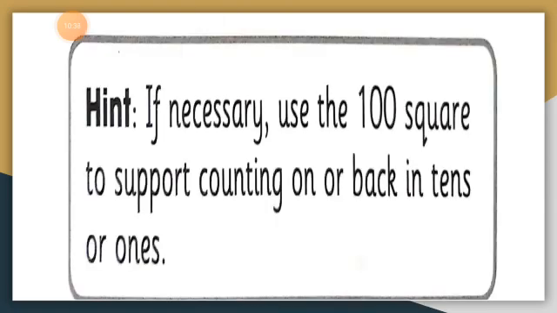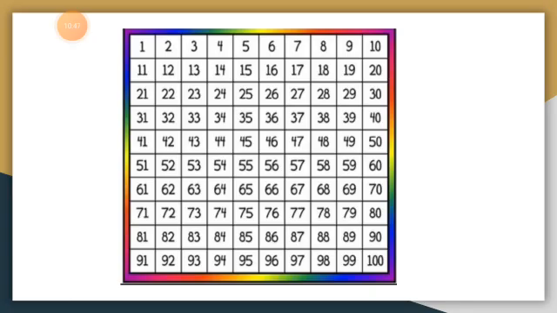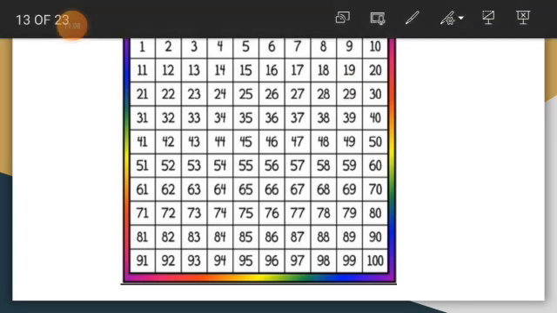Okay, here is the hint given on this page. If necessary, use the 100 square to support counting on or back in tens or ones. Yes, very easy. Here is the 100 square chart. You can take help from the 100 square chart. It's already available on the net. You can take a print, or you can make it yourself on a simple page and put it in front of you and solve this grid. For example, how can you take help from this 100 square grid?